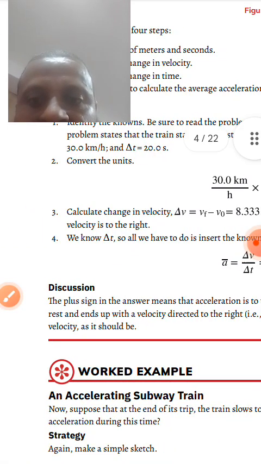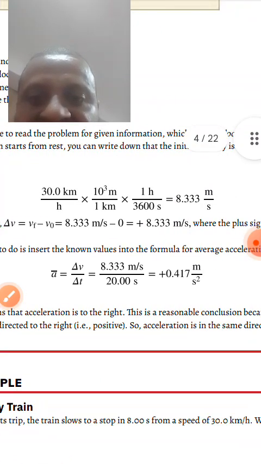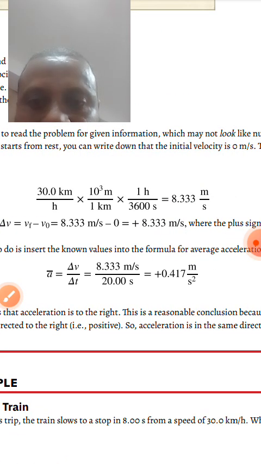Discussion. This plus sign in the answer means the acceleration is to the right. As you can show in the above, acceleration is equal to change in velocity over change in time. 8.33 meters per second divided by 20.00 seconds is equal to plus 0.417 meters per second squared.